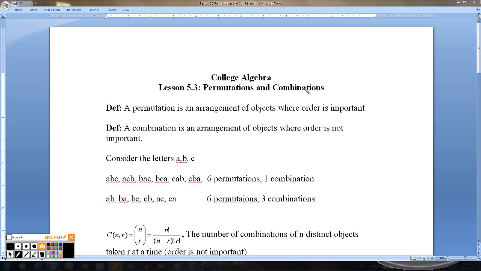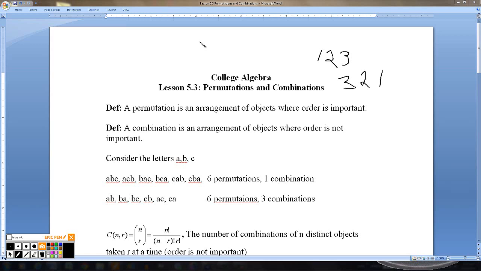A very basic example would be, say, the number 123. If I switch some of the numbers to make it 3, put the 3 first, and then the 2, and then the 1, that's a different number. So with numbers, order is important.